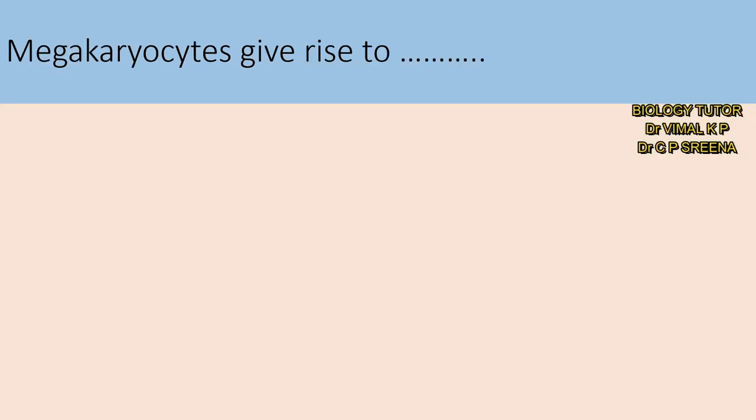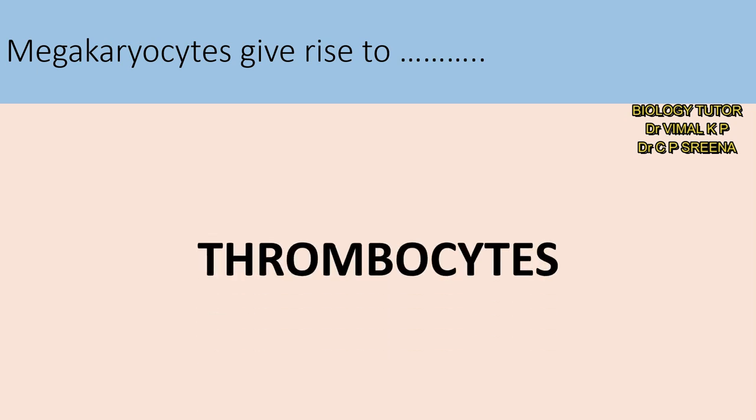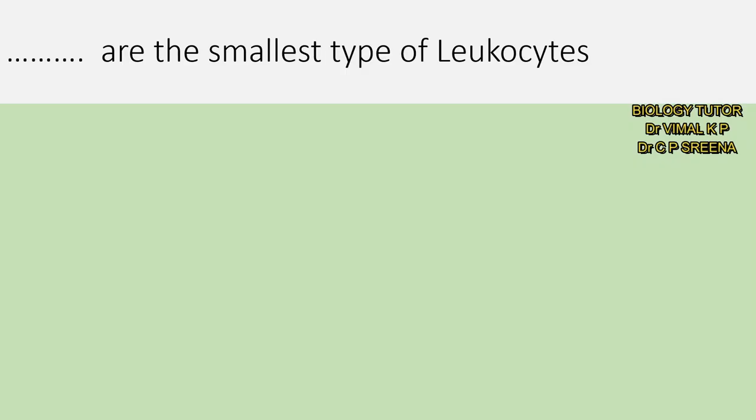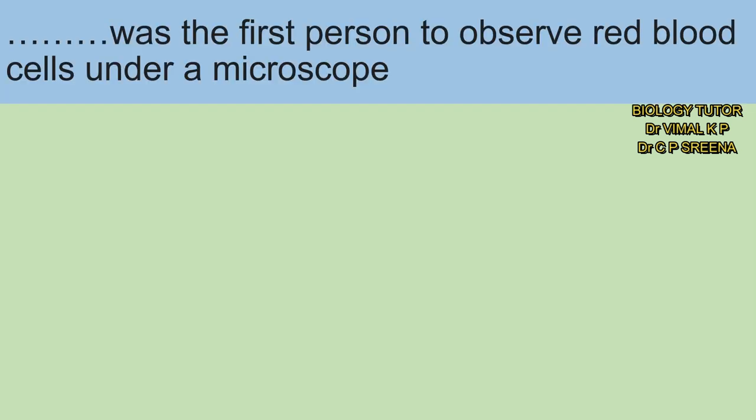Megakaryocytes give rise to thrombocytes or platelets. Lymphocytes are the smallest type of leukocytes. Large lymphocytes and small lymphocytes are there. Small lymphocytes are the smallest type of leukocytes.